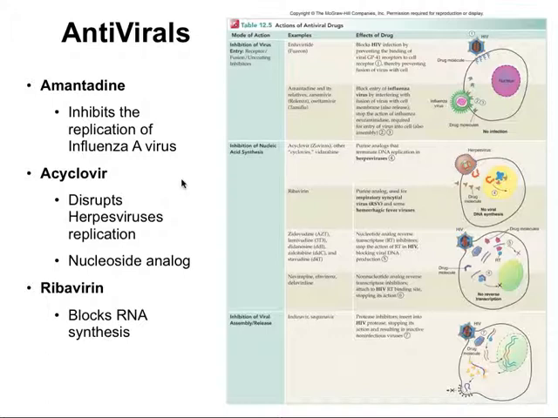Amantadine, for example, inhibits the replication of influenza A virus, so they can't replicate themselves. Acyclovir is used in herpes viruses. It disrupts their replication. Ribavirin blocks RNA synthesis, again, interfering with virus production. There are a few more details over here in the table, but you don't need to understand them just yet.